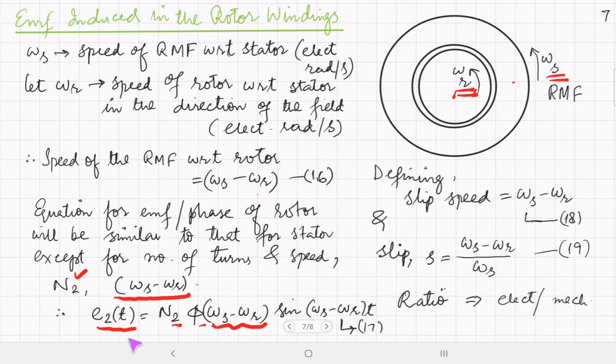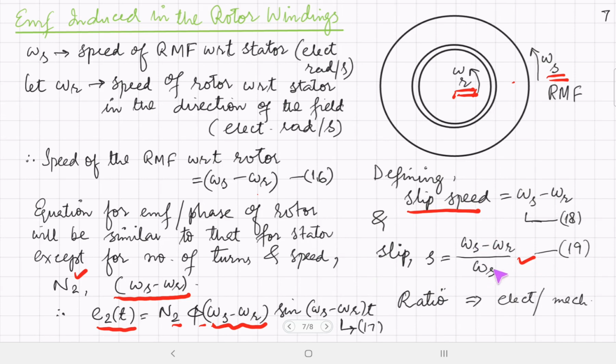Now, we can simplify this expression by defining a couple of terms. One is known as slip speed. It's the difference speed, omega s minus omega r. And then we define slip s as (omega s minus omega r) by omega s. That means it is the slip speed expressed as a fraction of the synchronous speed.